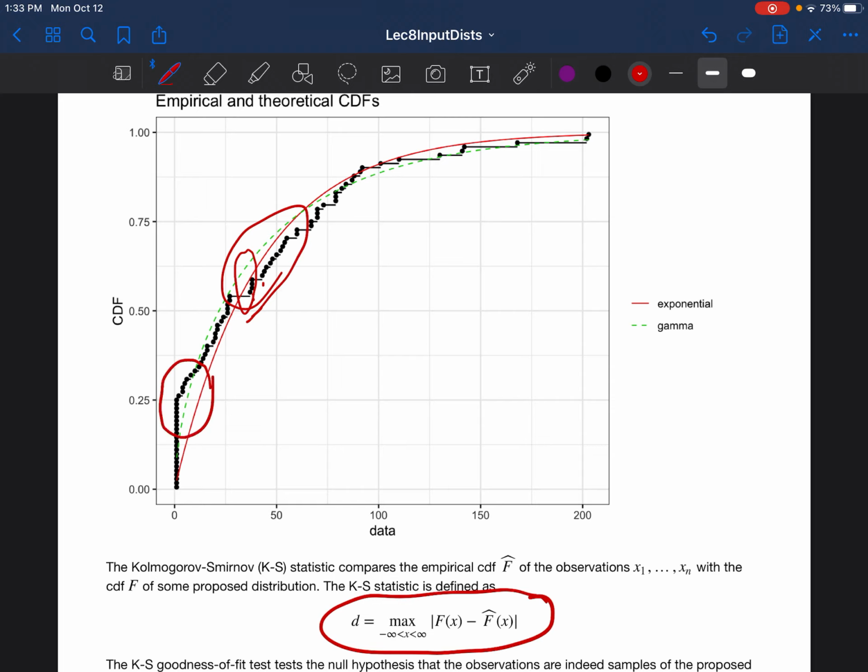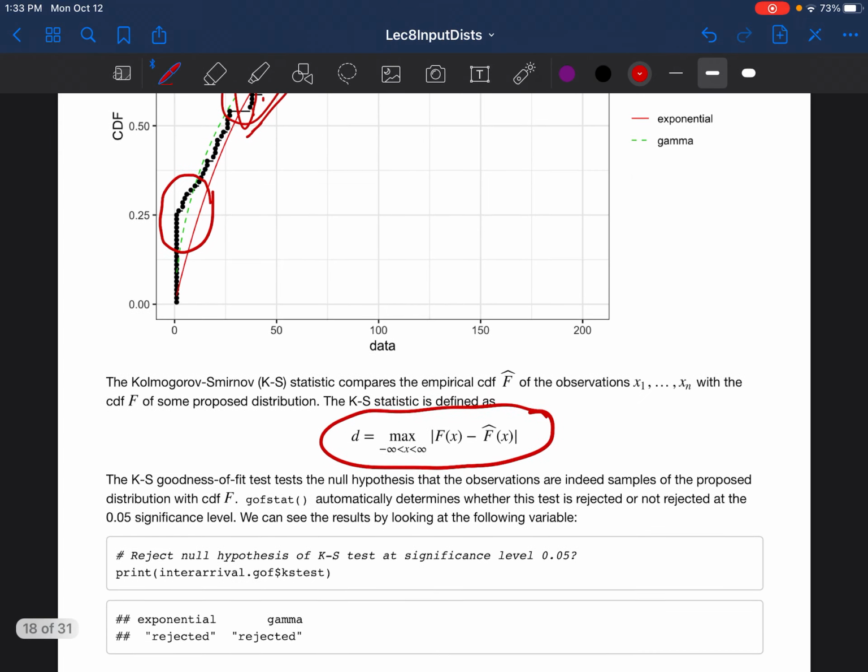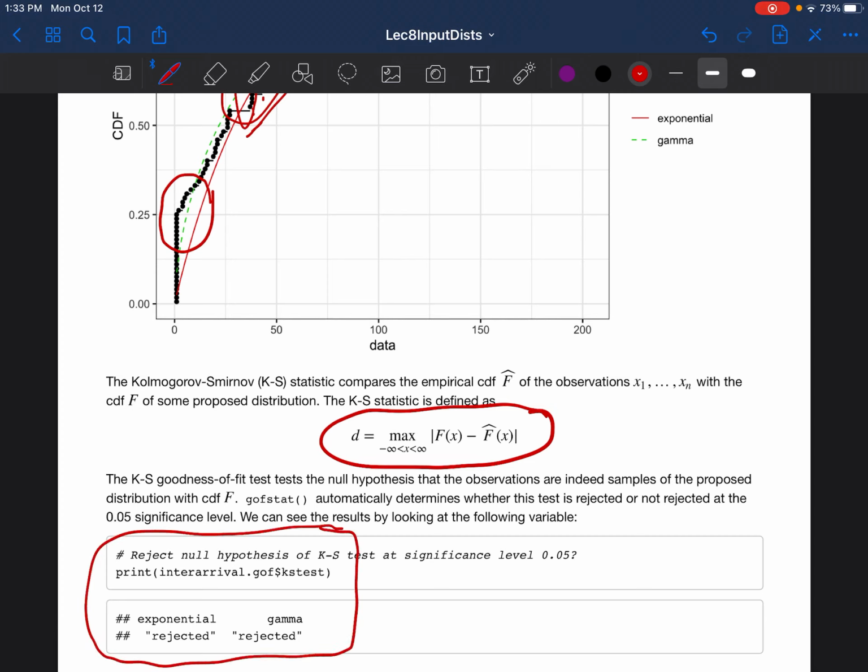In any event, we can visually inspect it and look, but of course that's imprecise. Instead, we can just print from the GOF our KS test, and if we print that, it is going to tell us if it was rejected at 0.05. What does that mean to be rejected? The null hypothesis is that it did come from the distribution. So if it's rejected, that's evidence that this wasn't a good fit. If it was accepted, then it's evidence that it was a good fit. It's rejected in both cases.